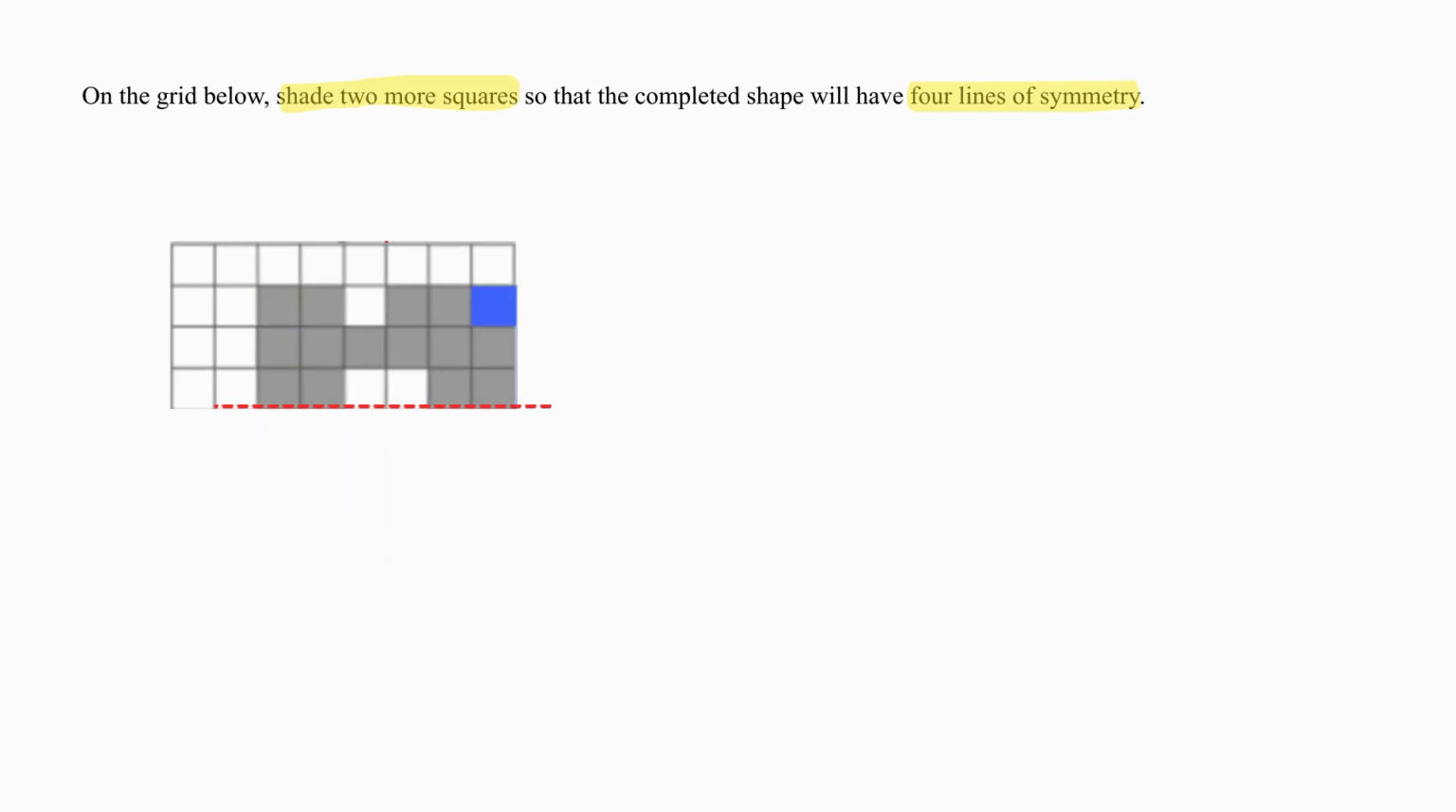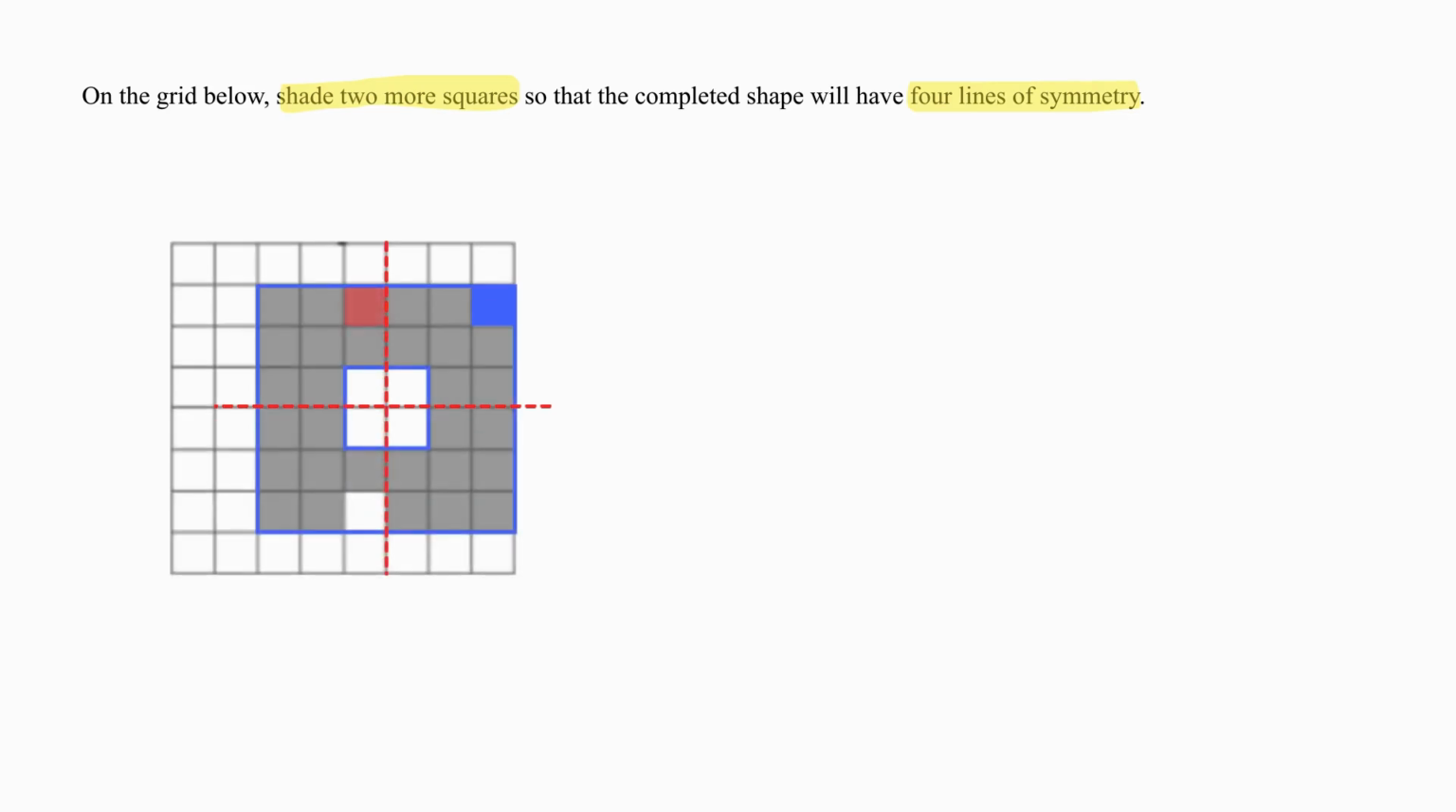Now imagine folding it horizontally. The top edge of our shape is solid, but the bottom edge has a gap right in the middle. That's our second square to shade.